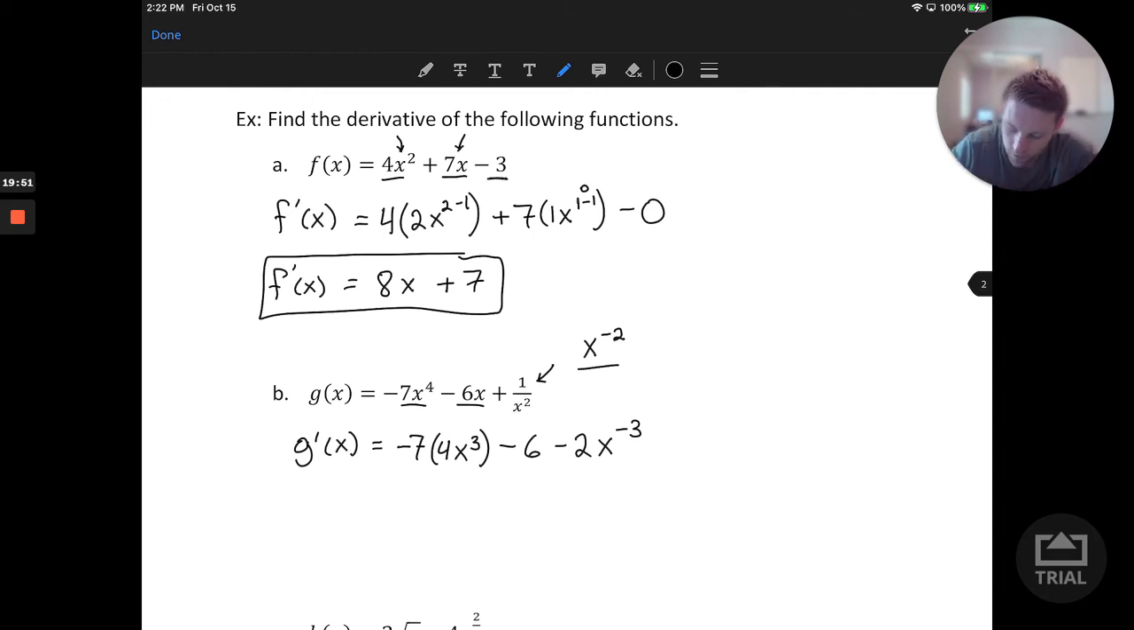Now we can clean this up just a little bit. G prime of x is going to be negative 28 x cubed minus 6, and then minus, we'll have 2 divided by, we can put this back in the denominator as a positive power of x, so 2x cubed. And that would be our final derivative there.